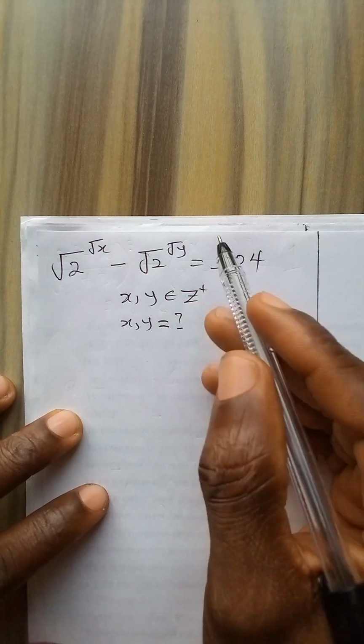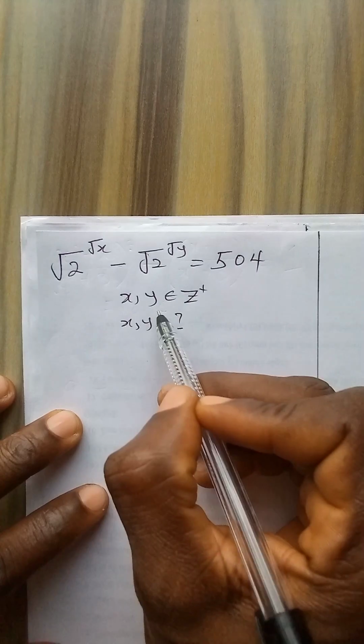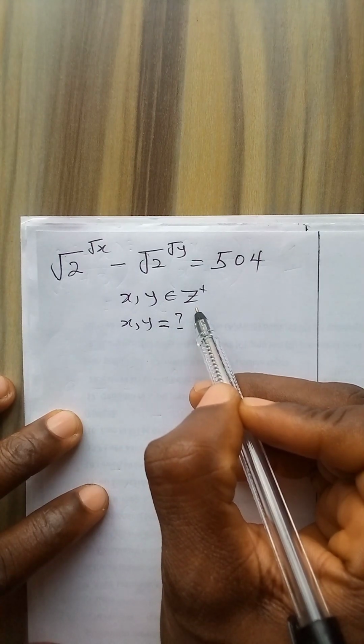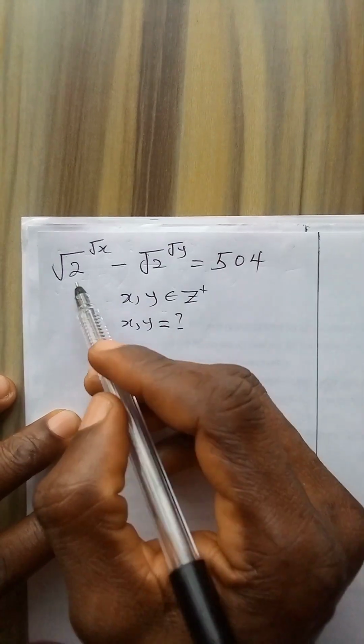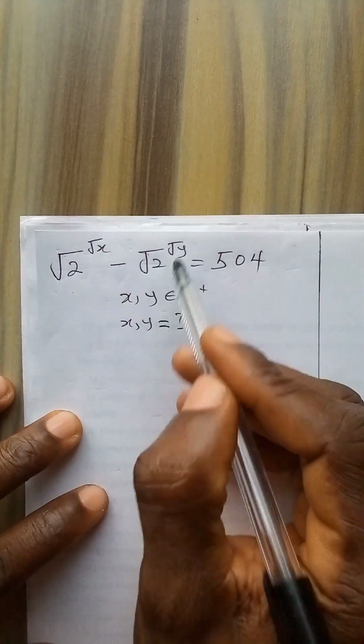In this video, we are required to find the value of x and y given that x and y are positive integers. Now the problem is root 2 to power root x minus root 2 to power root y is equal to 504.